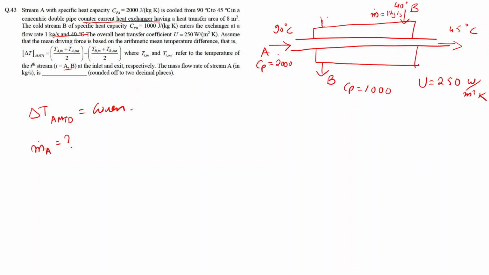So for the A stream we have the inlet temperature and outlet temperature, whereas for the B stream we only have the inlet temperature. So we also need to find the outlet temperature over here. Let's just call it T out. So we can write a simple energy balance for the hot fluid, cold fluid, and the heat exchange across the heat exchanger.